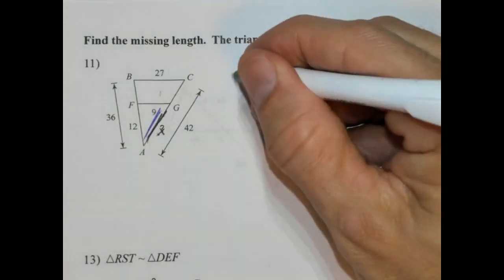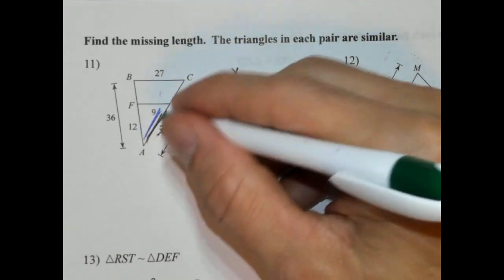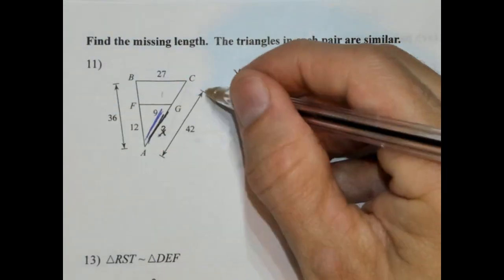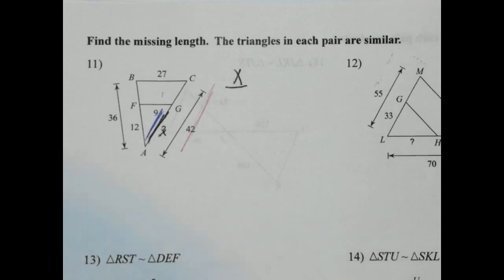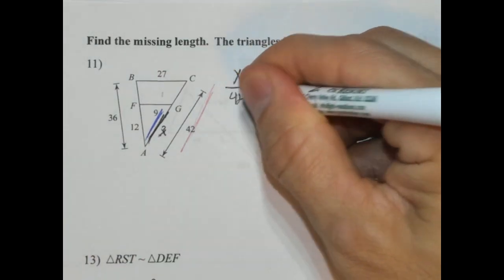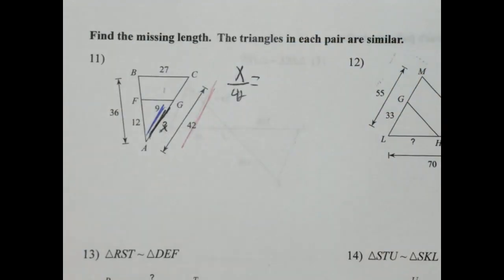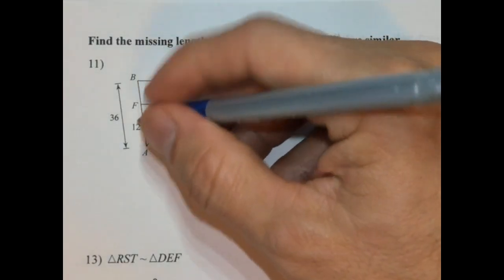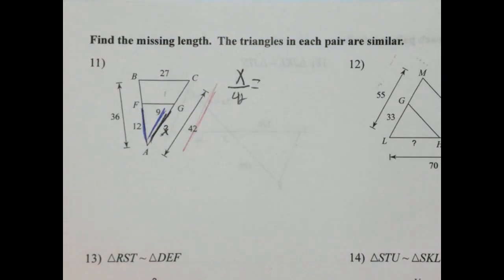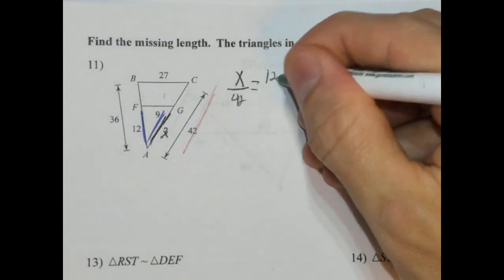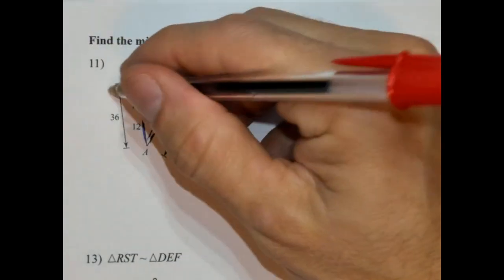Okay, so x over this whole thing, because the corresponding red side would be here. So x over 42. Now there's a few ways to solve this actually, because they give us all the other sides. We're going to go this side, this AF over AB. So 12 over this whole thing is 36.